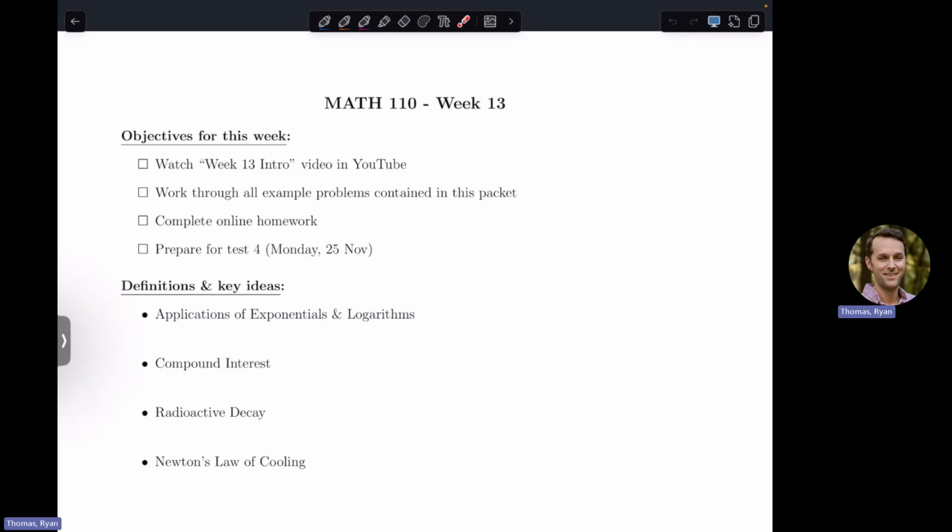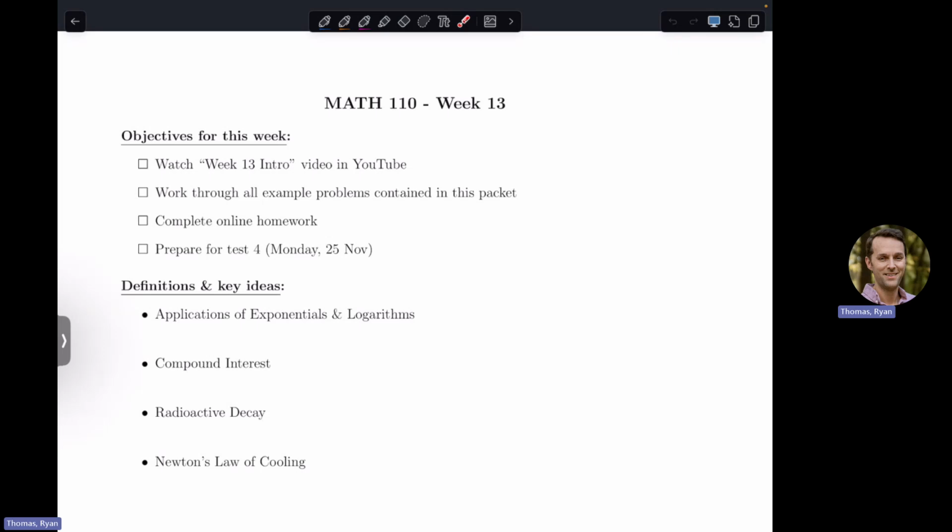There are other places: radioactive decay, Newton's law of cooling, like the way a warm object cools down in a cooler space, or vice versa, warming up in a warmer space. Those are exponential models. Population growth is another thing that, if you look long term, you typically model with an exponential. So there are a lot of places that exponentials show up.